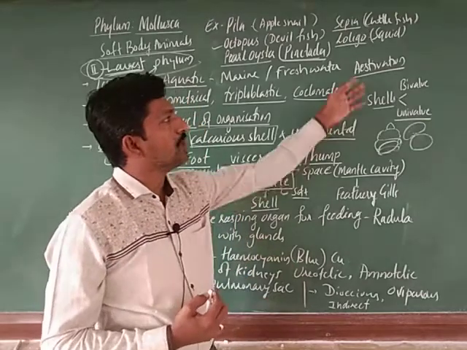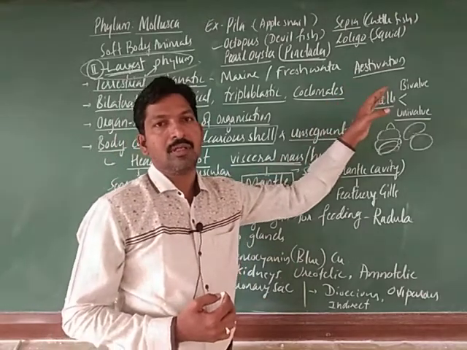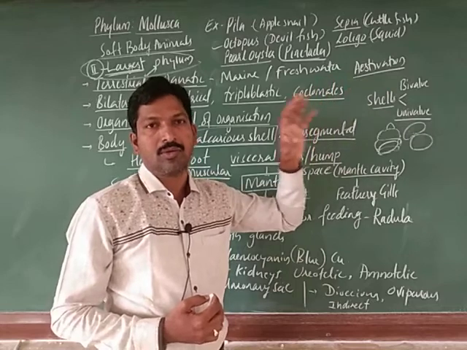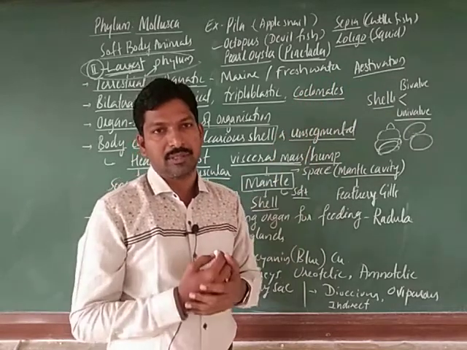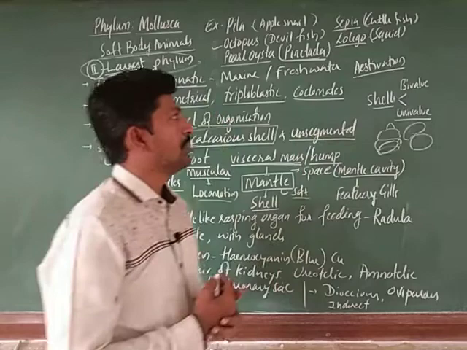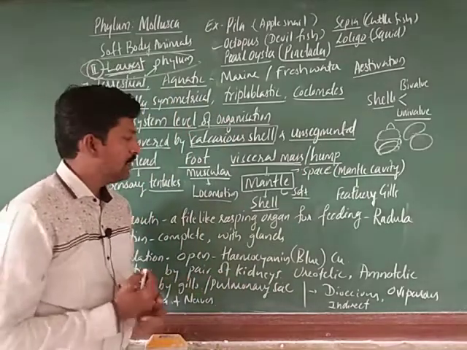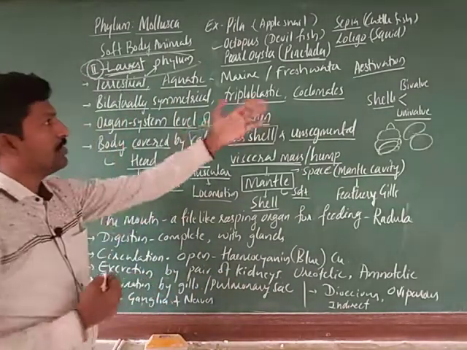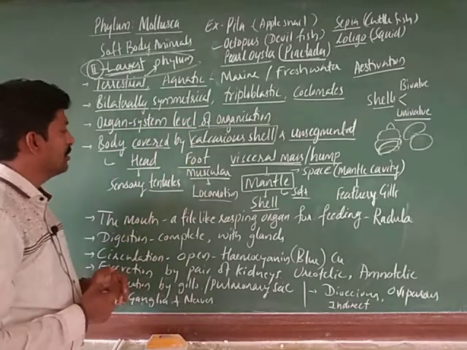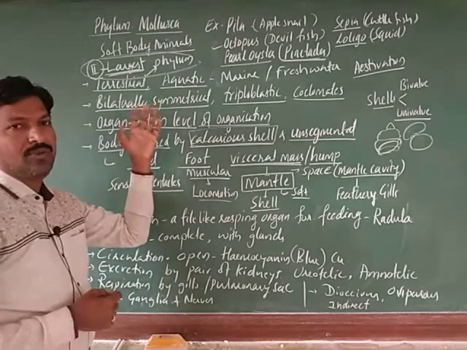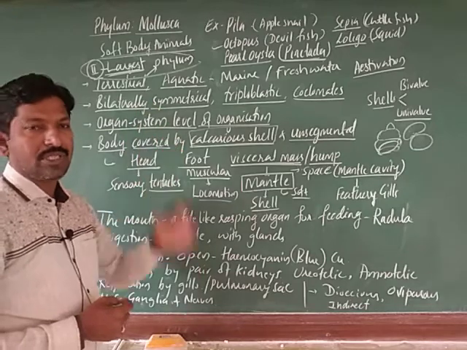So, they become inactive during that time. They will minimize their activities. So, that is the summer sleep, estivation we can say. This is one of the features of some terrestrial forms, because soft-bodied animals usually require moist conditions, right.